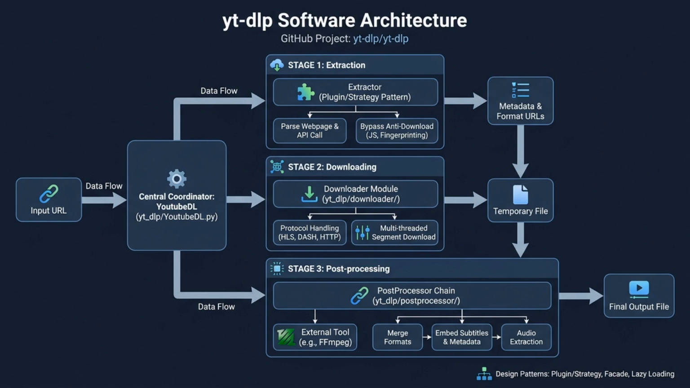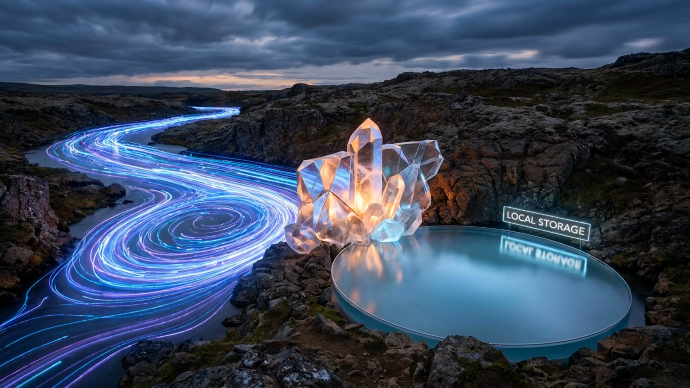And finally, let's talk about performance. For speed, it uses lazy loading. With support for thousands of websites, loading every single extractor at startup would be incredibly slow. Instead, yt-dlp only loads the one specific module it needs for a given URL. This makes the tool feel lightning fast from the moment you run it.